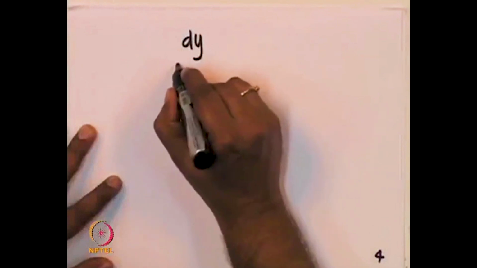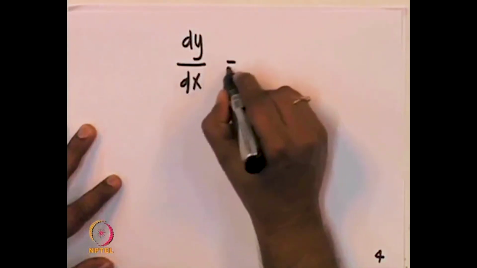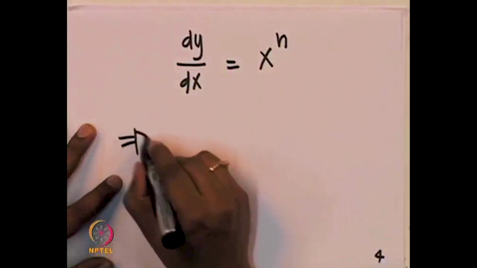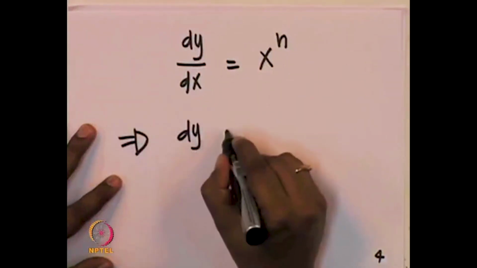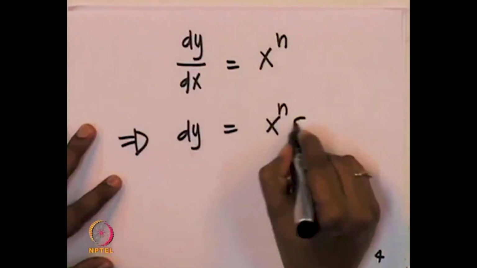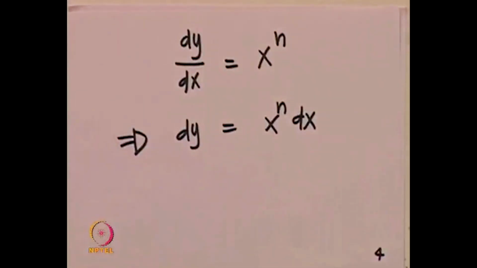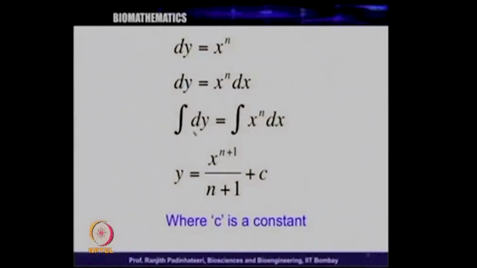dy by dx equals x power n. This would imply that dy is equal to x power n dx. So you have the slope of a curve, dy by dx, as x power n, where n could be any number: 1, 2, 3, 4, 5, 6, any number, even -1, -2. If you have such a thing, you can integrate both sides.